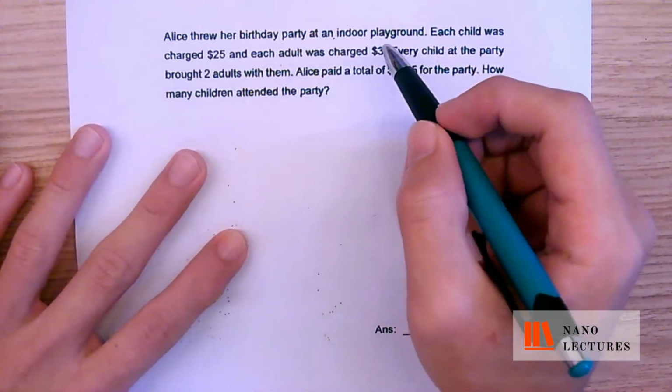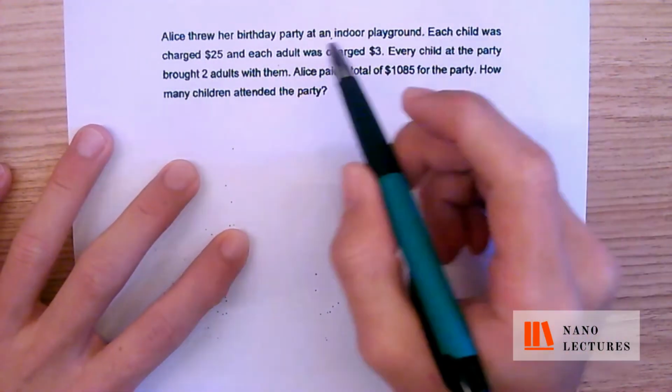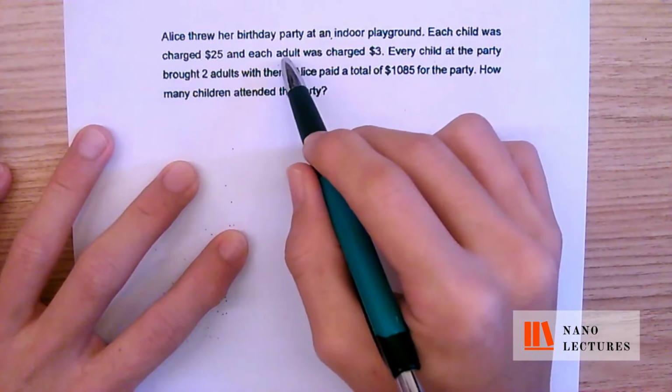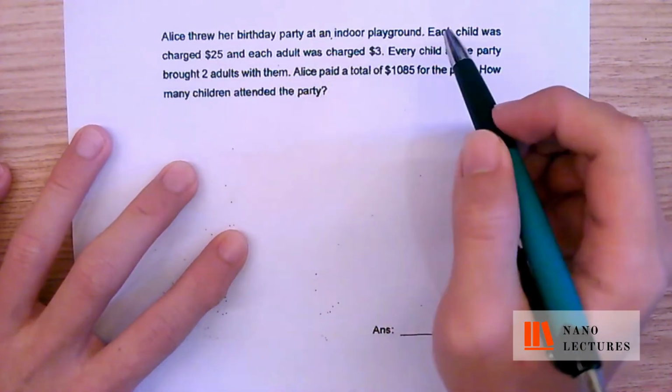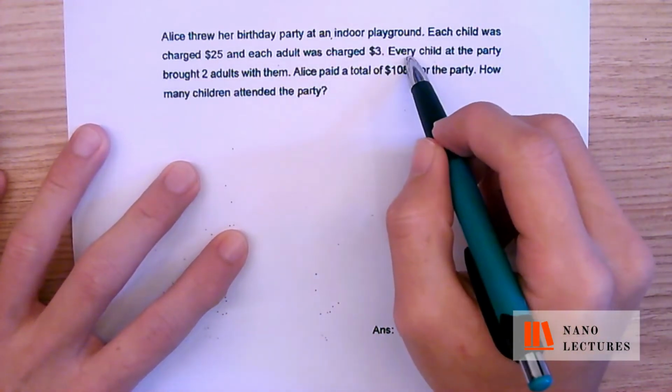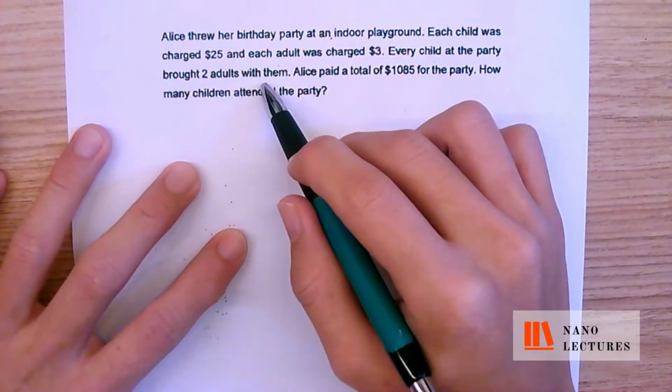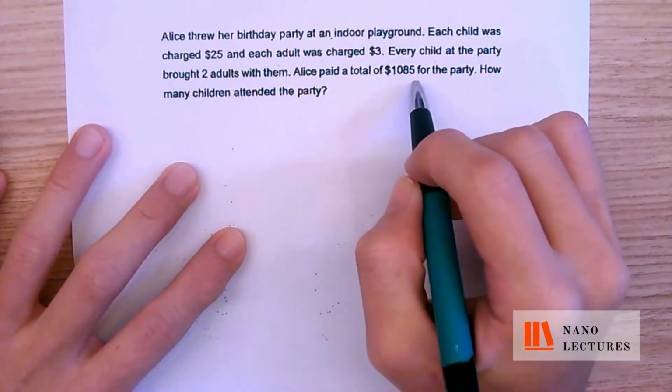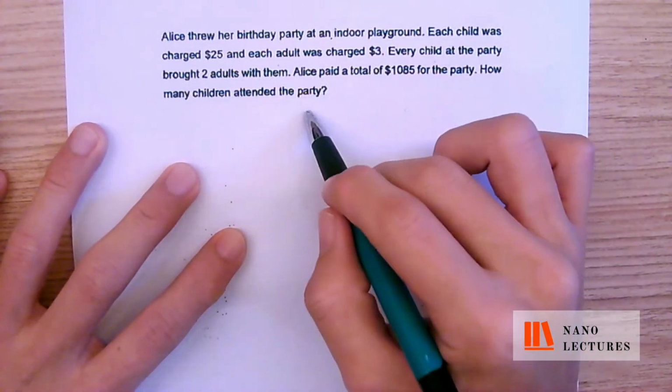Alice threw her birthday party at an indoor playground. Each child was charged $25 and each adult was charged $3. Okay, that's a very weird pricing, but okay. It said every child brought 2 adults with them. And Alice paid a total of $1,085 for the party. How many children attended the party?